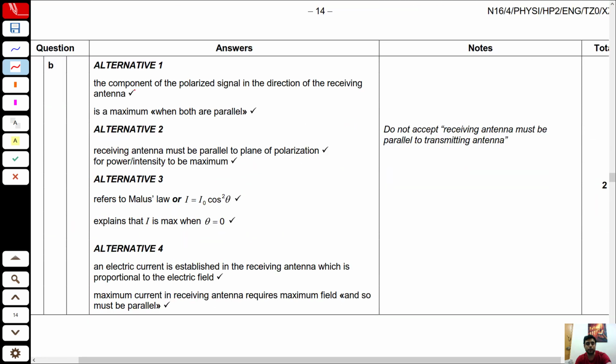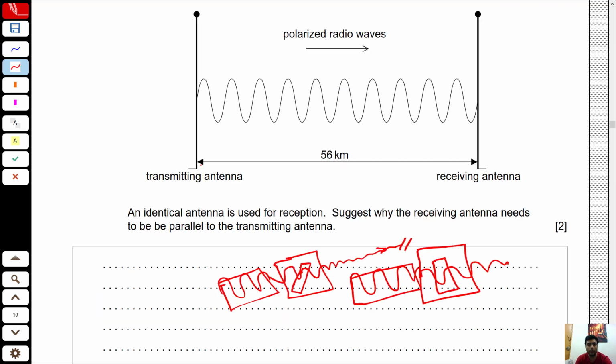Yeah, so the component of the polarized signal in the direction of the receiving antenna must be parallel. Why? So that maximum intensity can pass through it. The receiving antenna must be parallel to the plane of polarization for intensity to be maximum. Okay? Yeah.